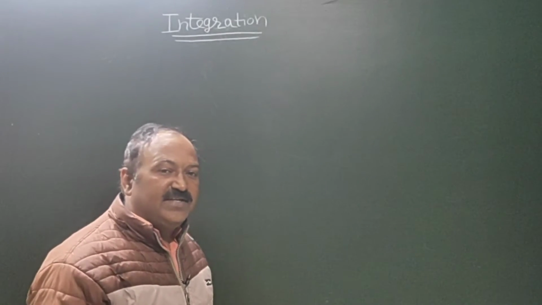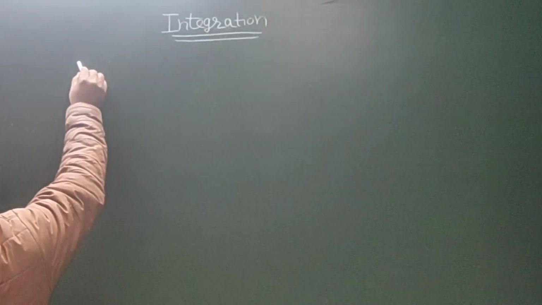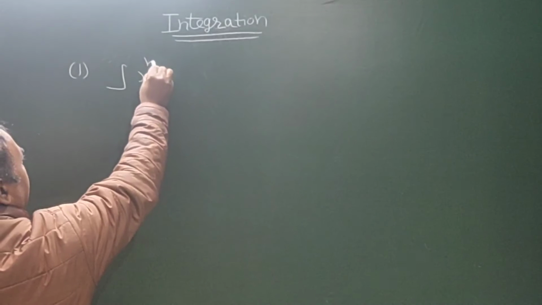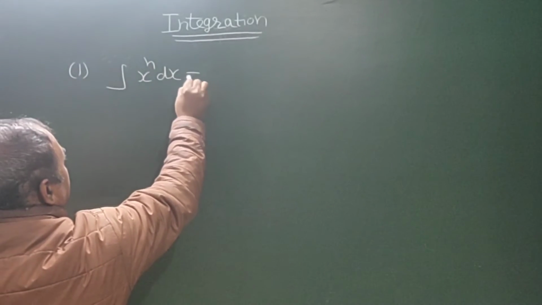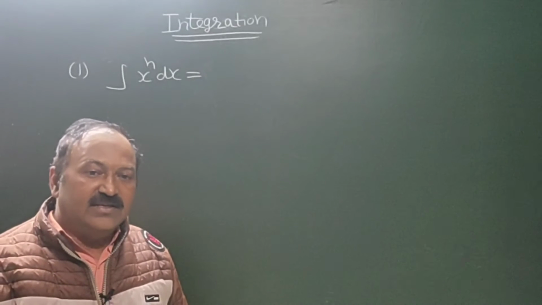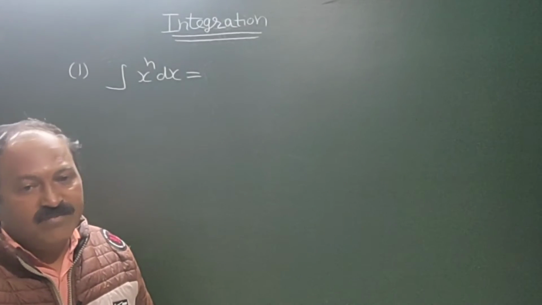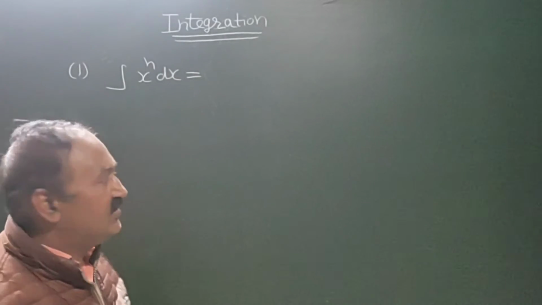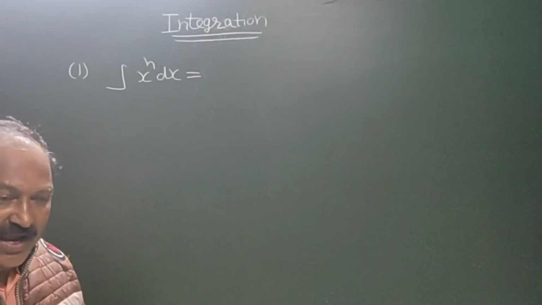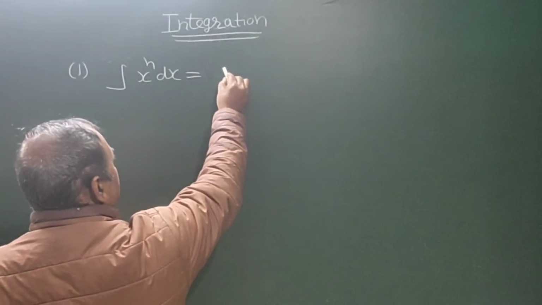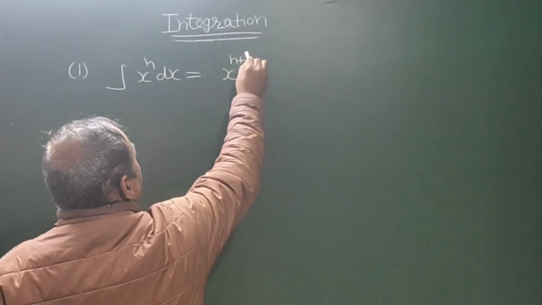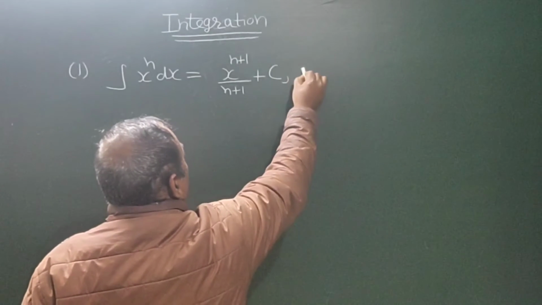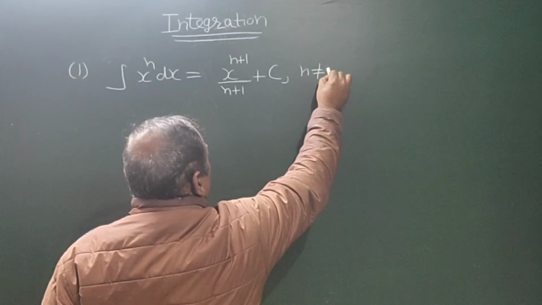Basic formulas of integrations are: first formula is integration of x raised to power n into dx, and here the condition is that n cannot be equal to -1. The first basic formula of the integration is integration of x raised to power n into dx, that is equal to x raised to power n plus 1 divided by n plus 1 plus constant of integration c, provided n is not equal to -1.